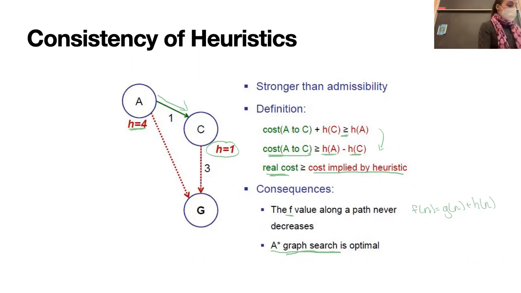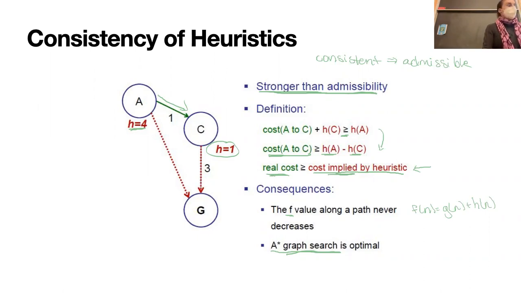One other thing to keep in mind is that if you have a consistent heuristic, that also implies that it is admissible. The specific reason is that consistency is strictly stronger than admissibility. It says that the real cost is greater than or equal to the cost implied by the heuristic between two nodes. So if you have a consistent heuristic, then it is guaranteed to be admissible.